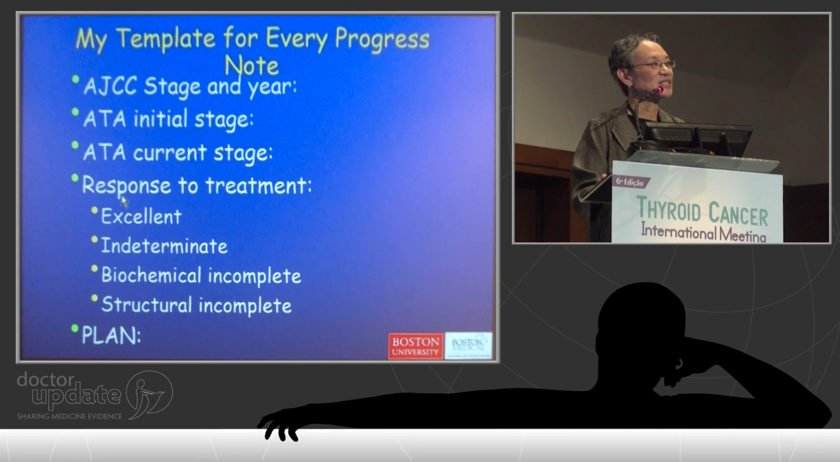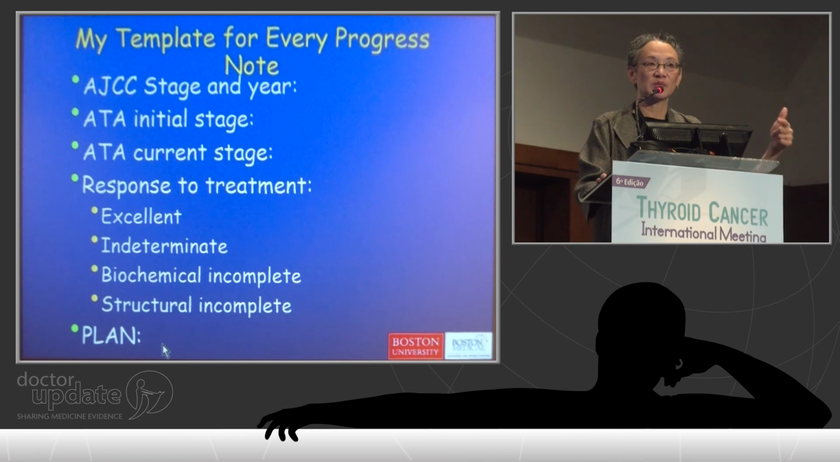I'm going to assess the response. So is it excellent, indeterminate, biochemical incomplete, structural incomplete? And then I have a plan. So when I look at that, every time I see a patient, my next plan will be keep TSH 0.1 to 0.5, repeat stimulated thyroglobulin in 6 months. And that way I can keep track of what I'm doing with a patient every time I see them.